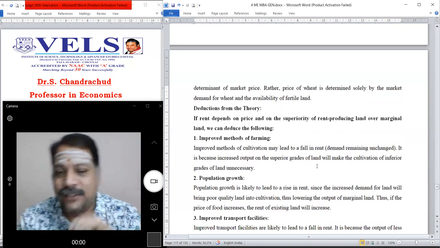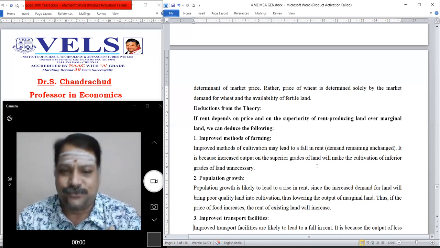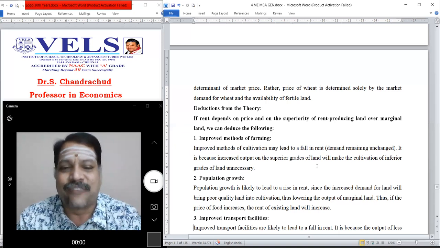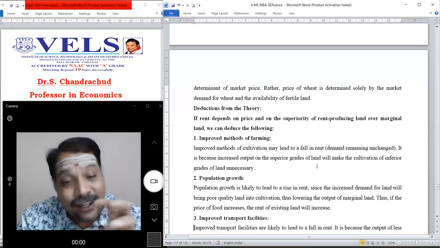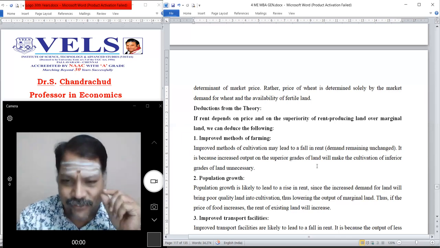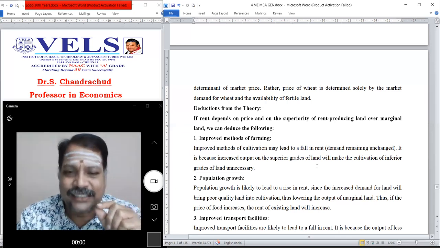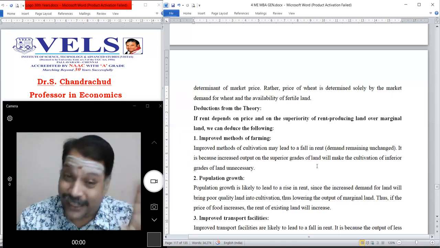The second one, population growth is likely to lead to a rise in rent. Since the increase in demand for land will bring more land into cultivation, thus lowering the output in the marginal land. So if the price of food increases, the rent of existing land will increase. So these two are directly proportional.